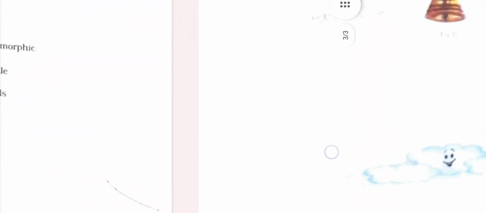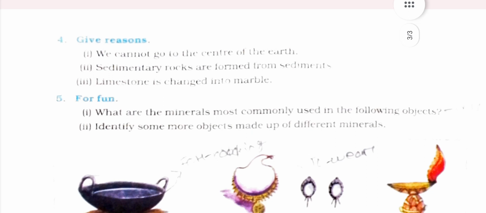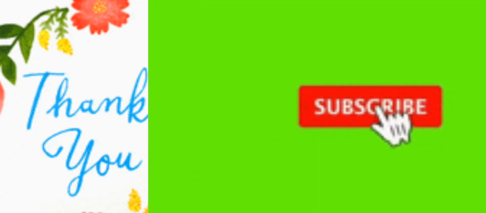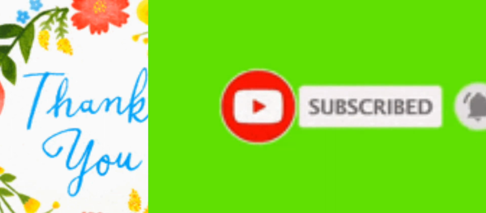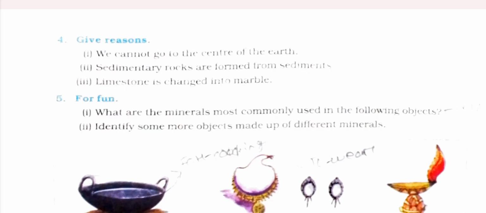We cannot go to the center of earth because its temperature is very high, and it is 6,000 kilometers deep. Temperature is very high. Okay. Sedimentary rocks are formed from sediments. We have already given the example: limestone is changed into marble.